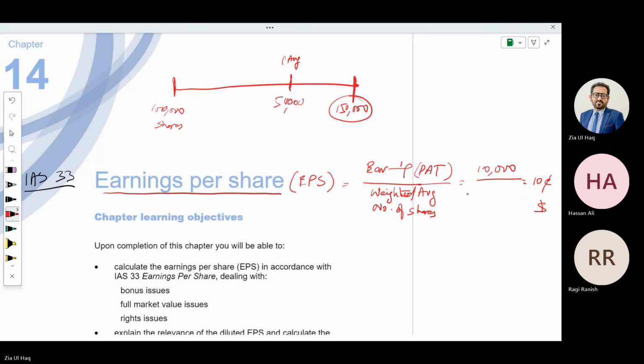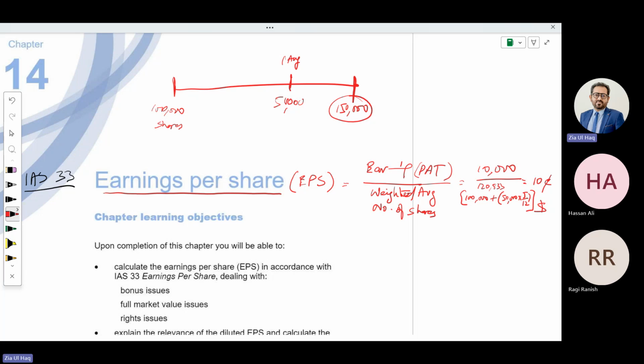At start of the year there were 100,000 shares that continue throughout the year, so we will take that complete. But the other 50,000, issued from 1st August, were not utilized for the complete year. They were utilized how many months? August, September, October, November, December, 5 months. So we'll take 5 months of them, 5 by 12. Can you calculate the value, please? Plus 833. So this is called weighted average number of shares.